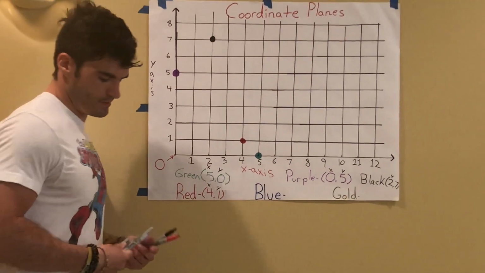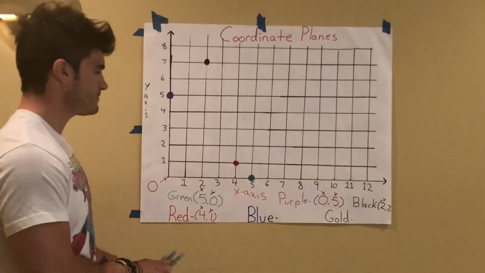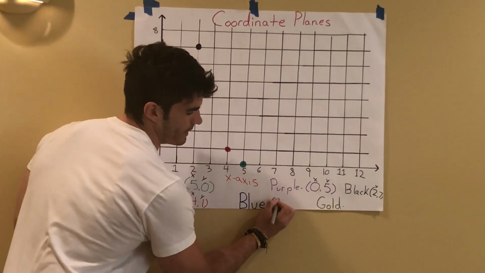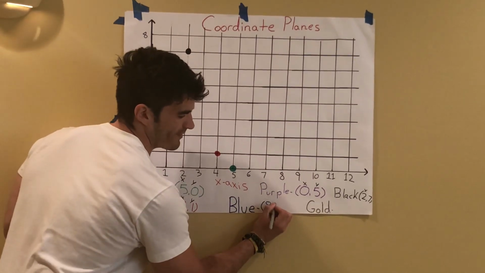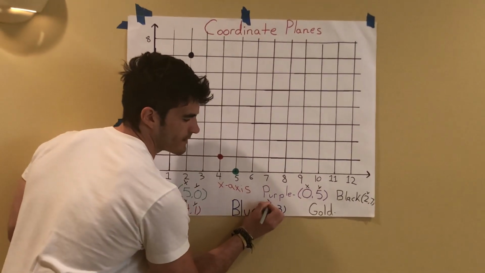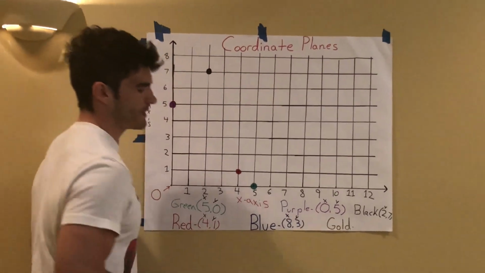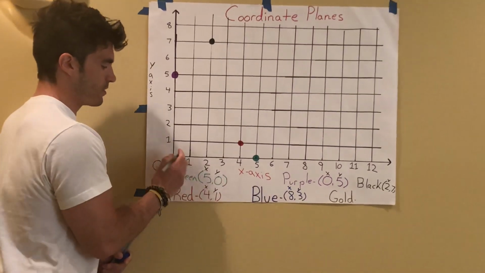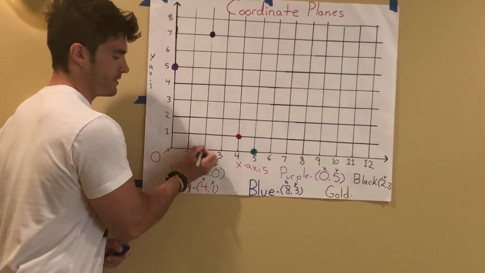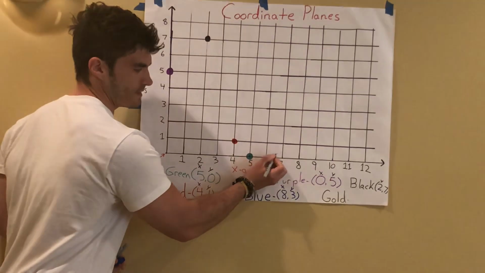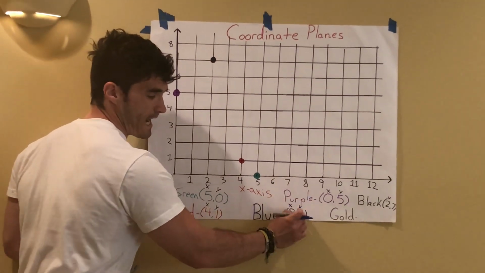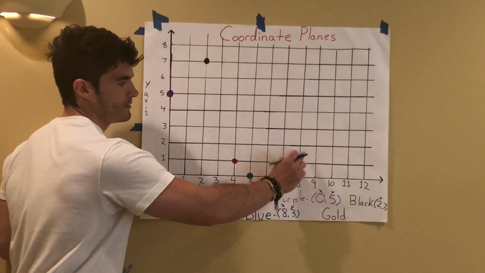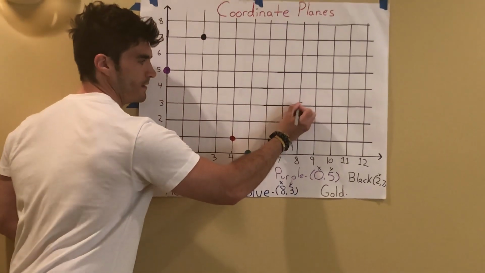Blue, let's just say (8, 3). X is always first, y is always second. So I start at my point of origin again, and I have to travel 8 because that is my x coordinate for the x-axis: 1, 2, 3, 4, 5, 6, 7, 8. And now I have to travel up 3 for the y-axis: 1, 2, 3.